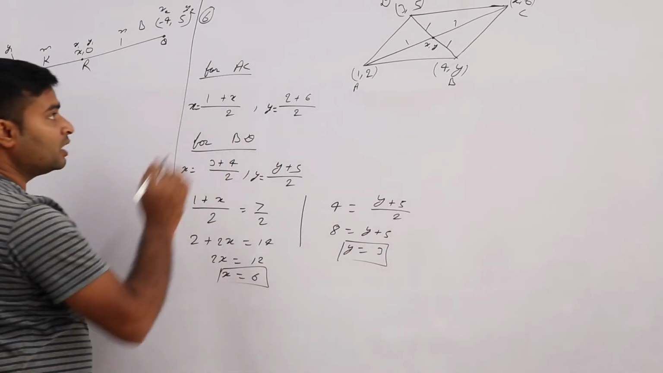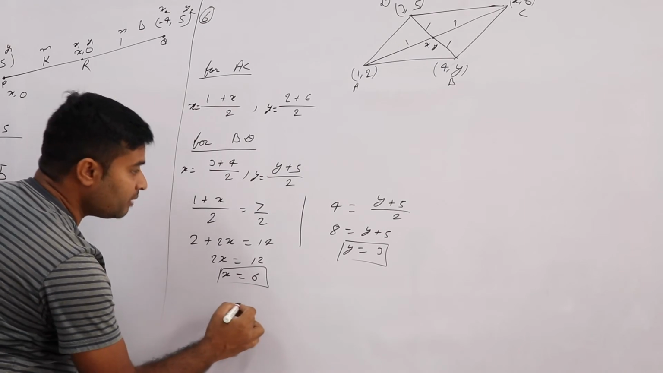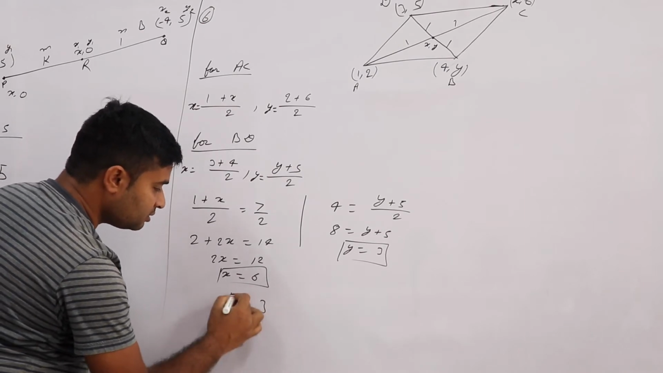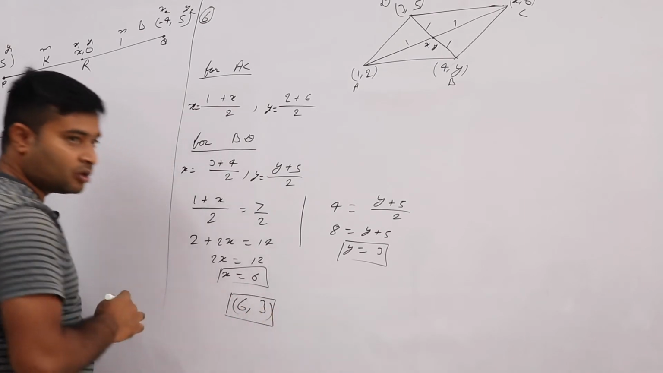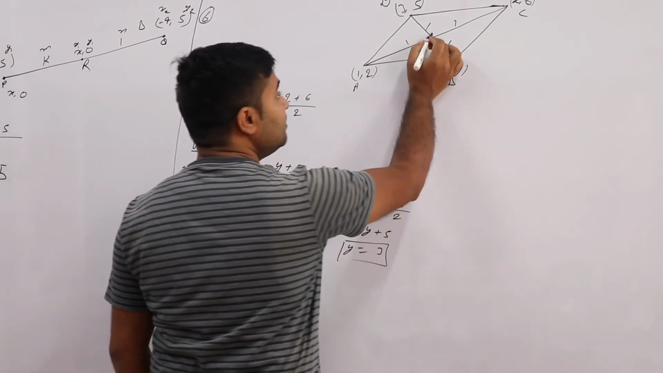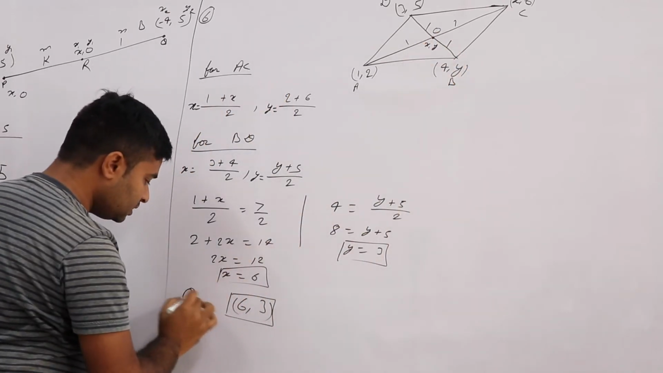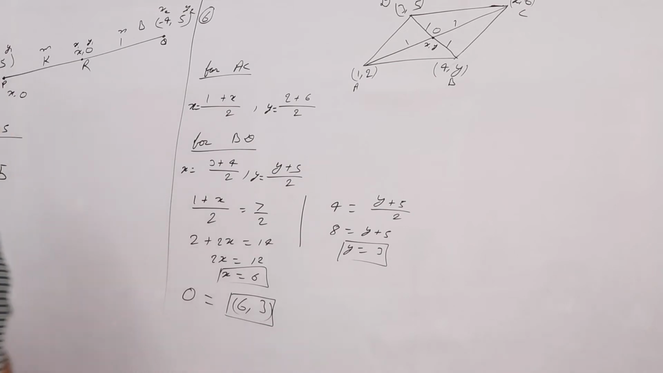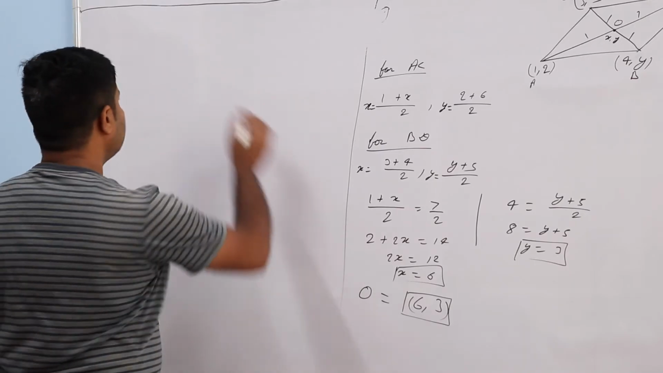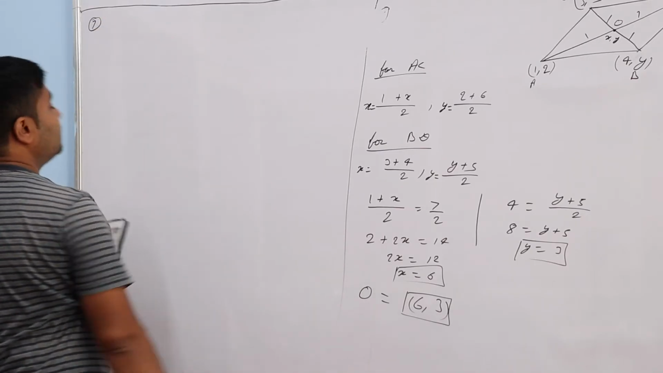So what we get is the coordinate 6 comma 3. If this point is named O, then the coordinate of O is equal to 6 comma 3. Done? Question number 7.